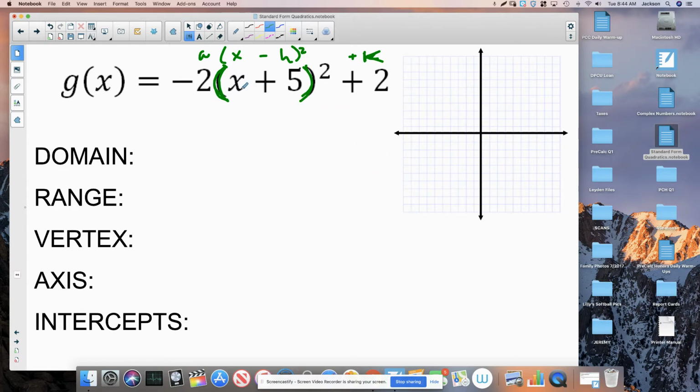When you look at this and it says x plus 5, keep in mind that x plus 5 could be rewritten as x minus negative 5, right? So our h value is negative 5. So in the vertex, the x coordinate is negative 5. The y coordinate exactly matches up with whatever we have out here. If it's a positive, then this is a positive, right? If it's a negative, it'd be otherwise. So we know that the vertex is at negative 5 and positive 2. We could put that somewhere like this.